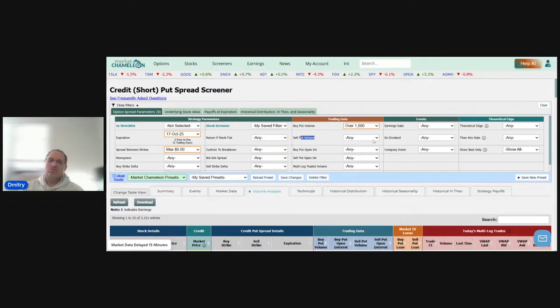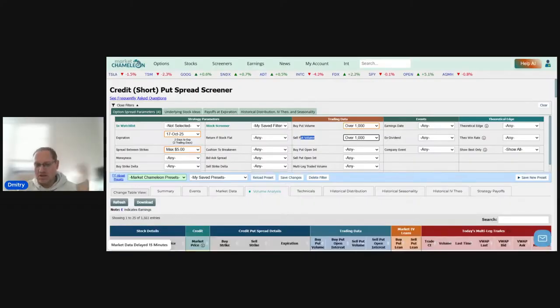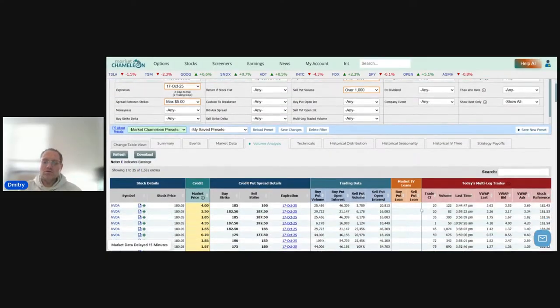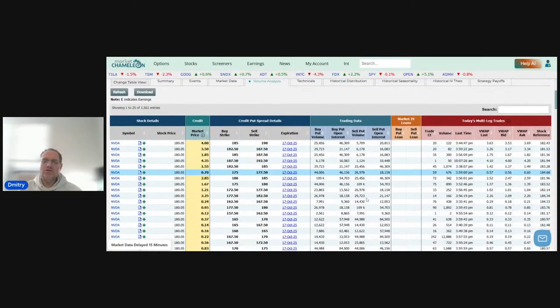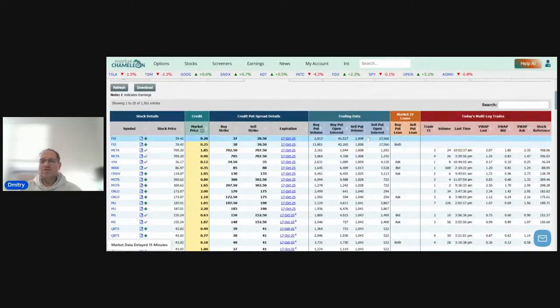And for the put volume, also over 1,000 contracts. So we know that there's some trading activity going on, at least 1,000. You could see here all of a sudden we went from 1,500 different potential combinations on October 17th to 1,561.